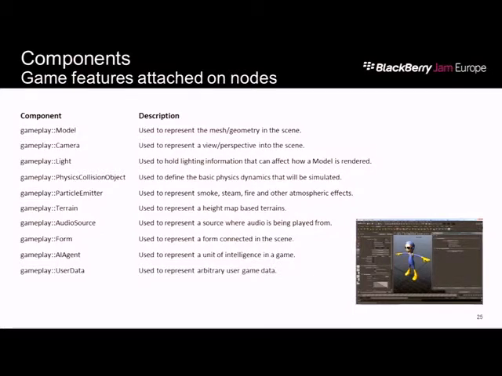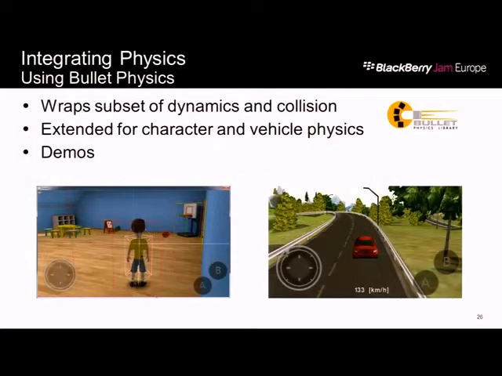You can attach a light to a node. You can also attach a physics collision object to a node, which will allow it to define physics characteristics, such as defining rigid bodies or ghost objects. You can put particle emitters, terrains, audio sources, forms, AI agents for actually doing scripts that run all the time if you want to do AI scripts, and then user data.